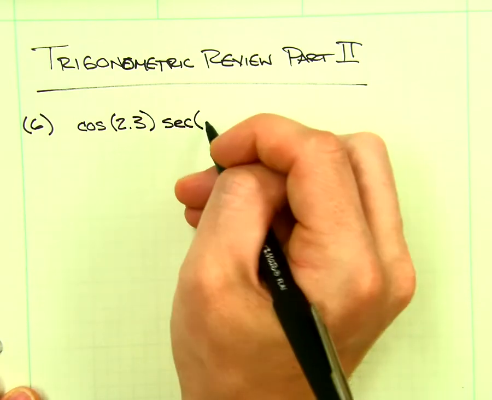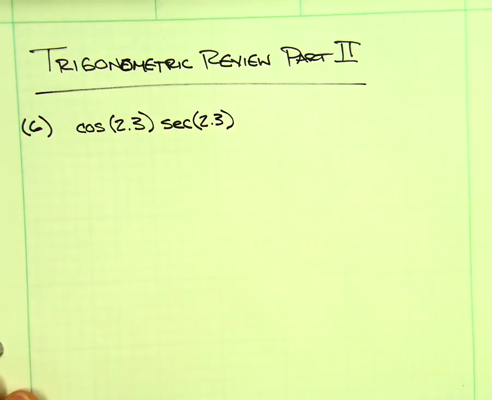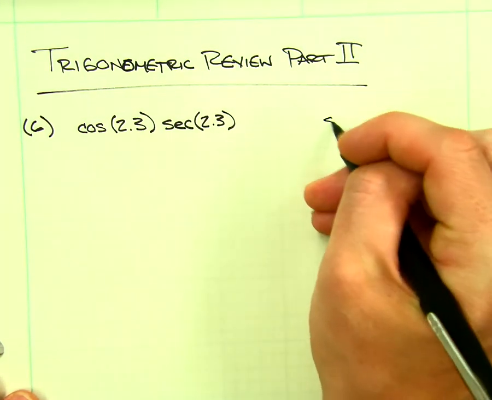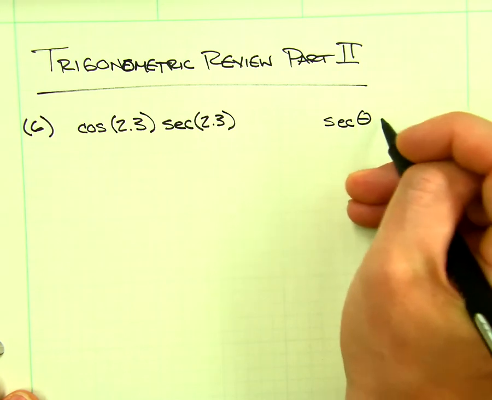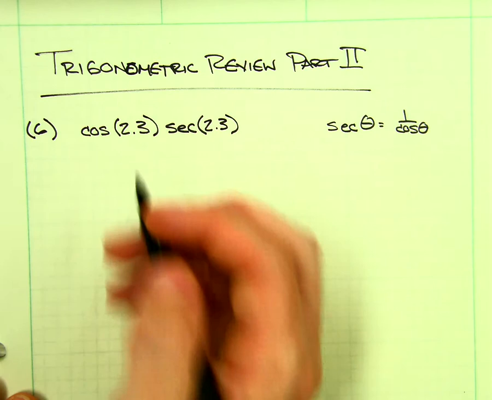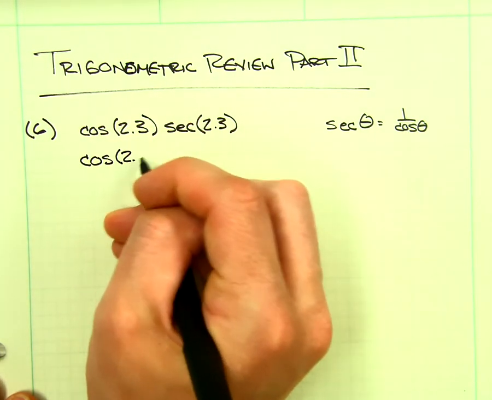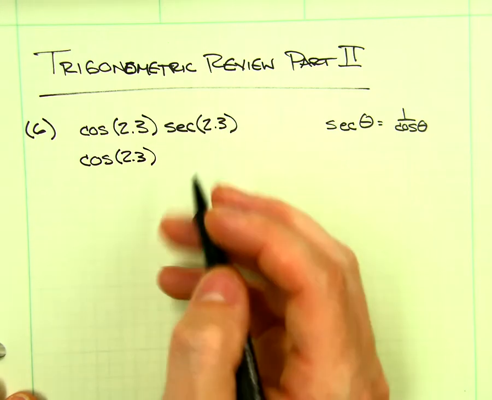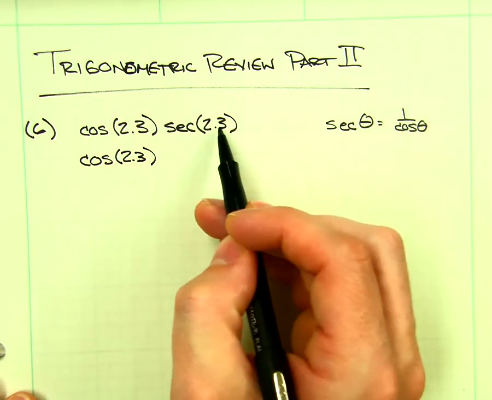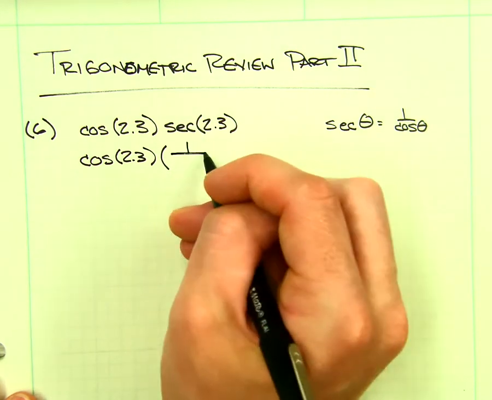Okay, so I've got the cosine of 2.3 times the secant of 2.3. Now, how would I go about solving this? Well, this is a little bit weird. I don't like dealing with secants. All I need to remember here is that the secant of theta is equal to 1 over the cosine of theta. So I've got the cosine of 2.3, just rewriting that. I'm going to rewrite the secant of 2.3 as 1 over the cosine of 2.3.